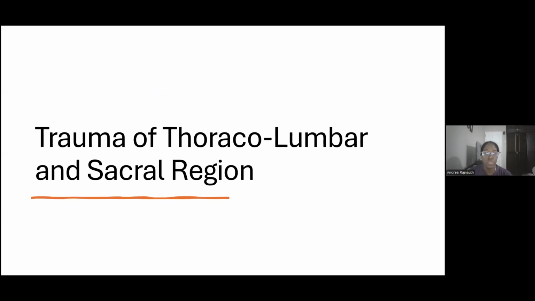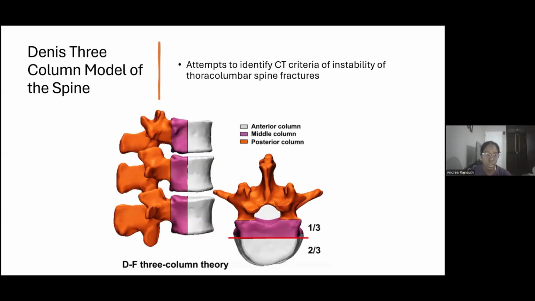Right, so we will now move on to the trauma of the thoraco-lumbar and sacral region. First thing we need to talk about is the Denis three-column model of the spine, which uses CT criteria to identify instability of the thoraco-lumbar spine fractures. It divides the spine into 3 columns.